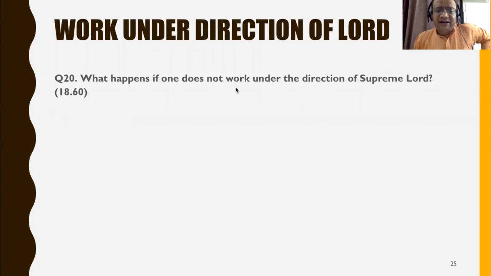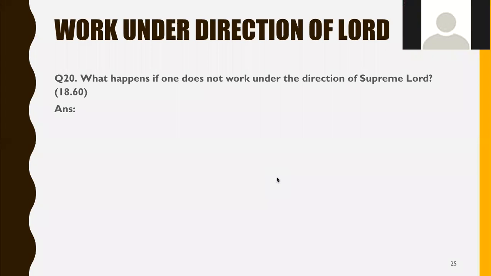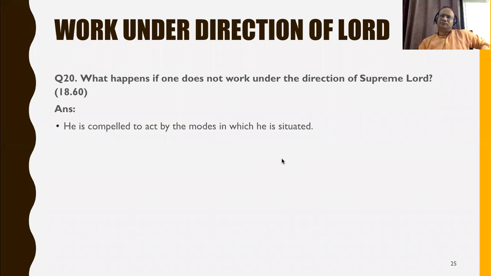What happens if one does not work under the direction of the Supreme Lord? We have been discussing this. Then he is compelled to act by the modes of material nature. So he will act according to his vasanas, according to his own whims and fancies. And that may not be helpful because that will be binding. Karmic reactions will be there.